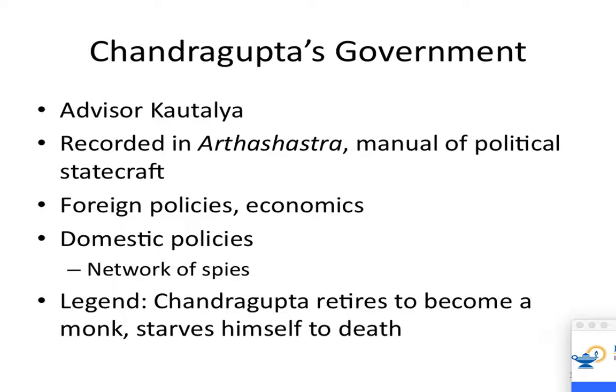So, Chandragupta is known for his government, which is led by a guy named Katuya. Because he's so successful and the guy's so competent, Chandragupta's like, you know what? I'm done. I'm just going to go pray and starve myself. And then he died of starvation. They do write the book of, how would you say it, Miss Patel?